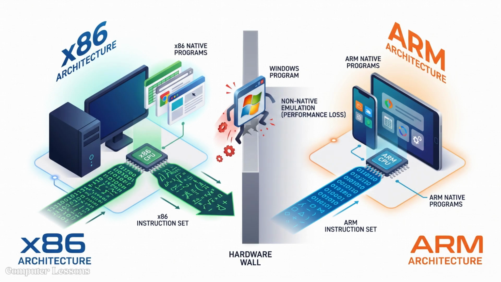This created a massive divide in the software ecosystem. Programs written for x86 cannot run natively on ARM because they speak a different mathematical language. This is why you couldn't run Windows on your phone for many years. The hardware walls were too high for software to climb without losing significant performance.